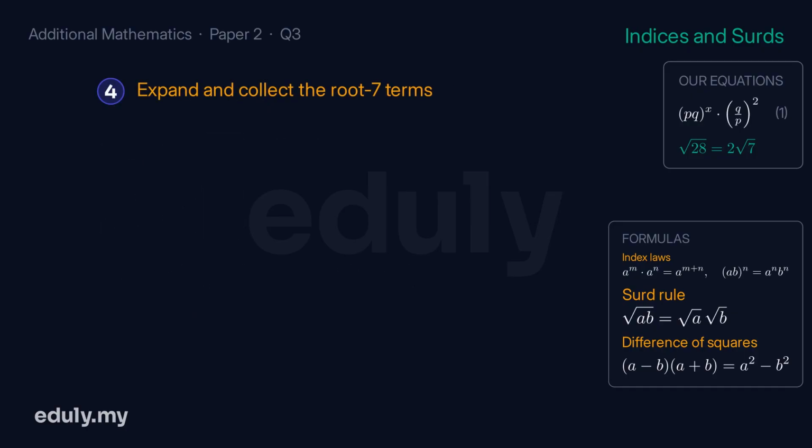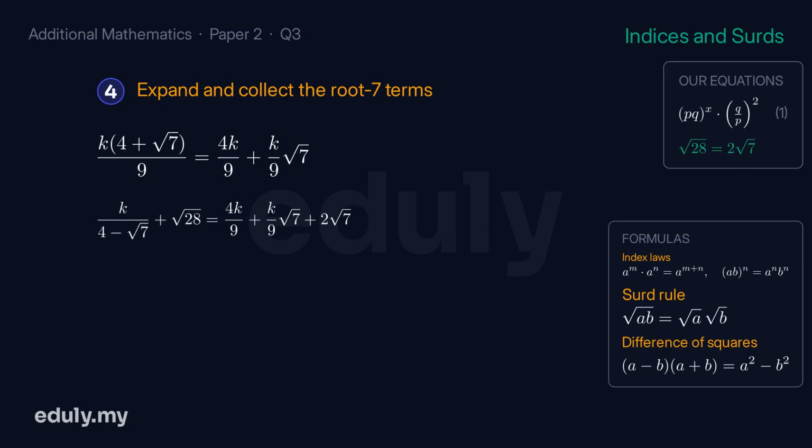Step 4. Expand the top, then gather the root 7 terms. Multiply out the top so the number part and the surd part stand apart. Now bring back the 2 root 7 we found earlier and add it on. Now collect the root 7 terms.